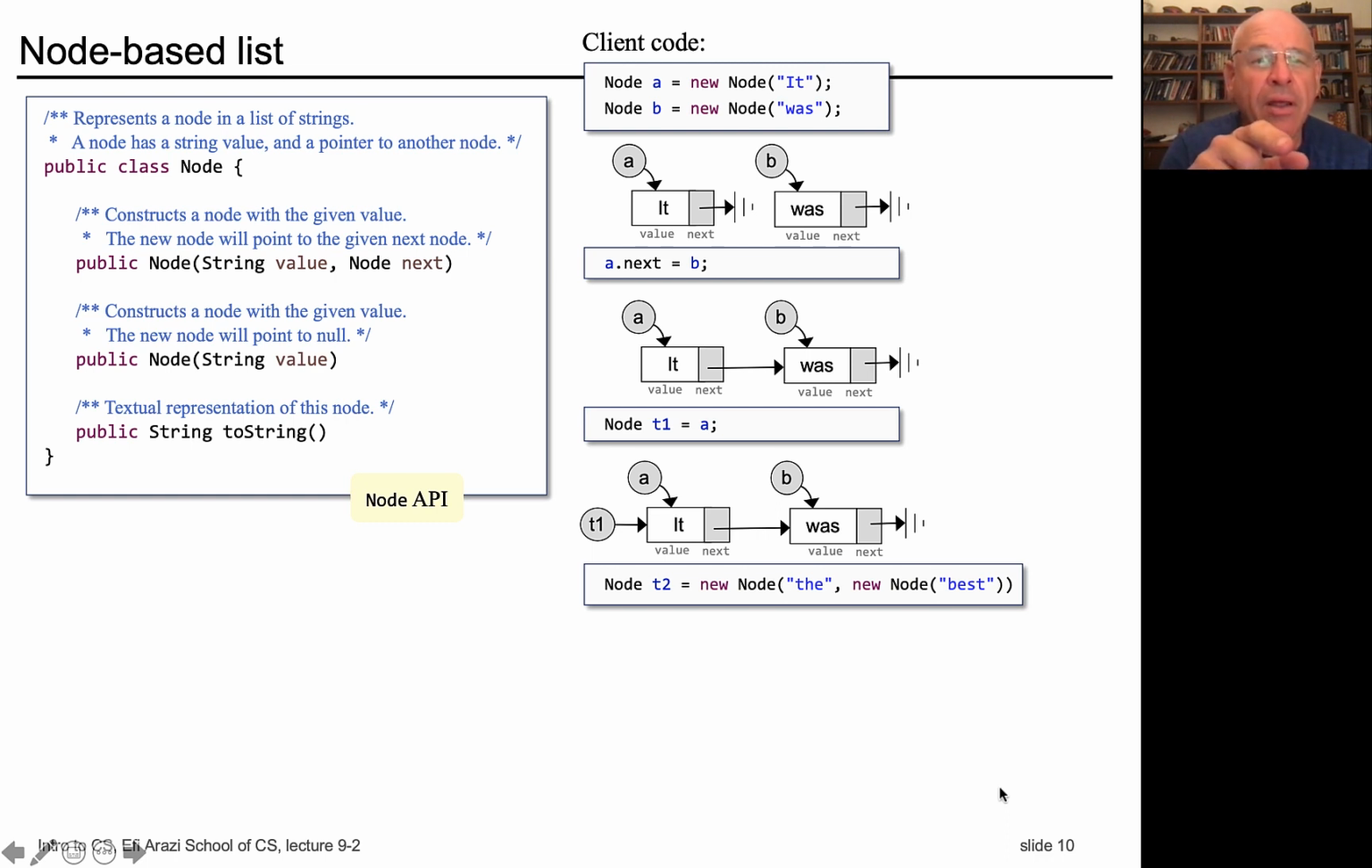So we call the first constructor. And the inner node calls the second constructor, because we provide only a value.